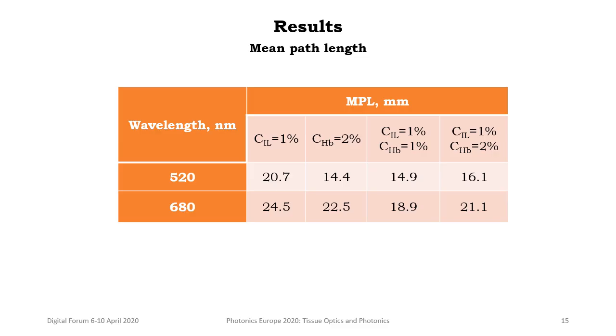This table summarizes the calculated values of photon mean path lengths for phantoms with different concentrations of intralipid and hemoglobin. The mean path length values are in the range from 14 to 24.5 millimeters. We use these results for calculation of phantom concentration maps from diffuse reflectance images.